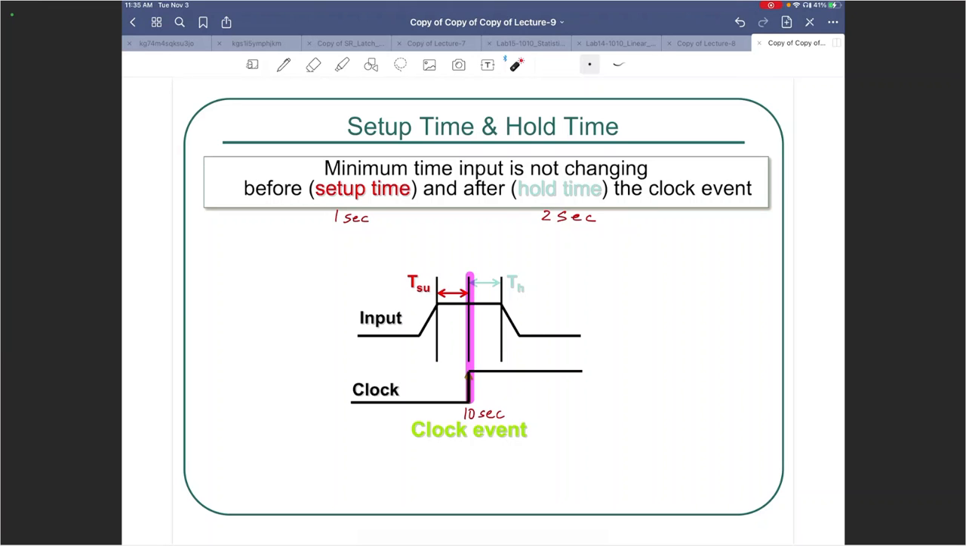But if my setup time and hold time are 1 and 2, and my clocking event happens at the 10 seconds timing mark, then those will set up the minimum timing requirements for change in the input before and after. The same sort of definition that we looked at earlier, but that applies even here.